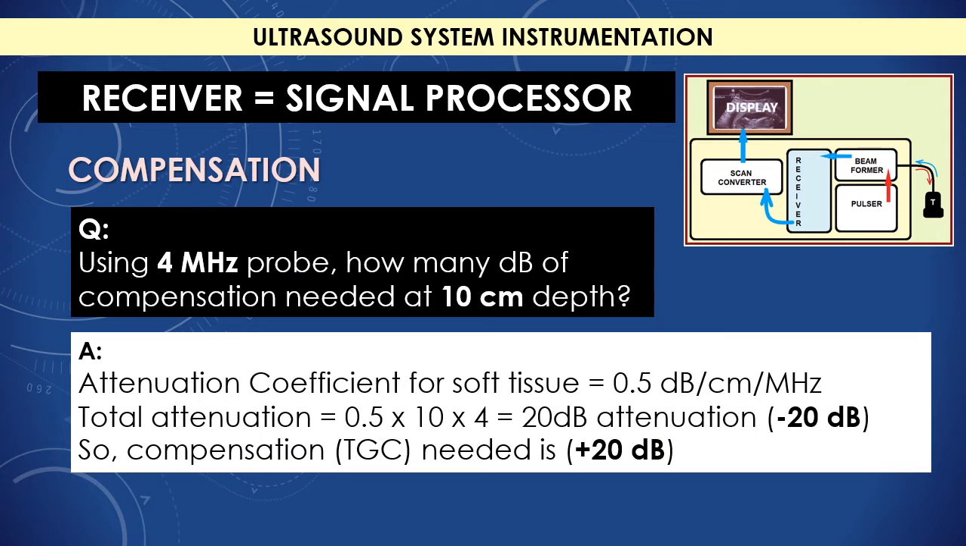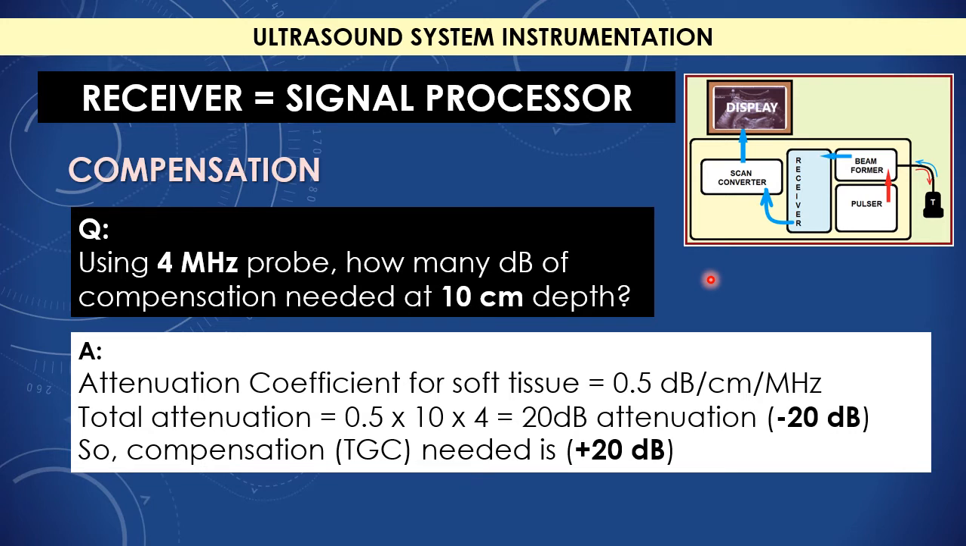A famous question. What is this question? Okay, you are using a 4 megahertz probe. So this is the frequency of the probe. How many decibels of compensation are needed at 10 centimeter depth? Somebody will say, okay, 10 centimeter depth means that I go to the image at a depth of 10 centimeter. How can I know? Okay, this is easy because again, TGC compensation is to compensate for the attenuation.